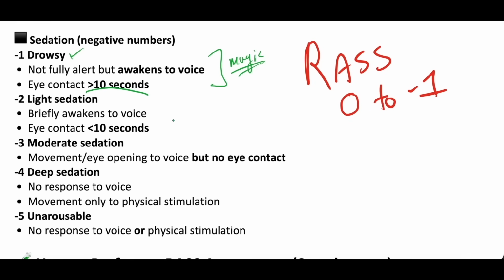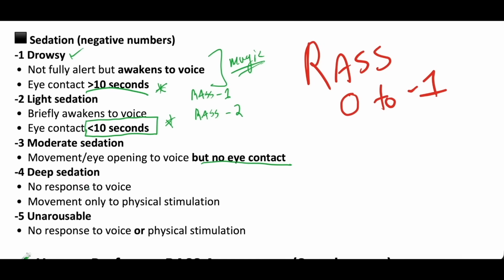-2 is light sedation. They briefly awaken to voice, but they're not going to hold eye contact for more than 10 seconds. This is an important differentiator between RASS of -1 and RASS of -2. RASS of -1 maintains eye contact for greater than 10 seconds; RASS of -2 does not. RASS of -3 is moderate sedation. We do not make any eye contact at RASS of -3. We might open our eyes, we might move a little bit to voice, but no eye contact.